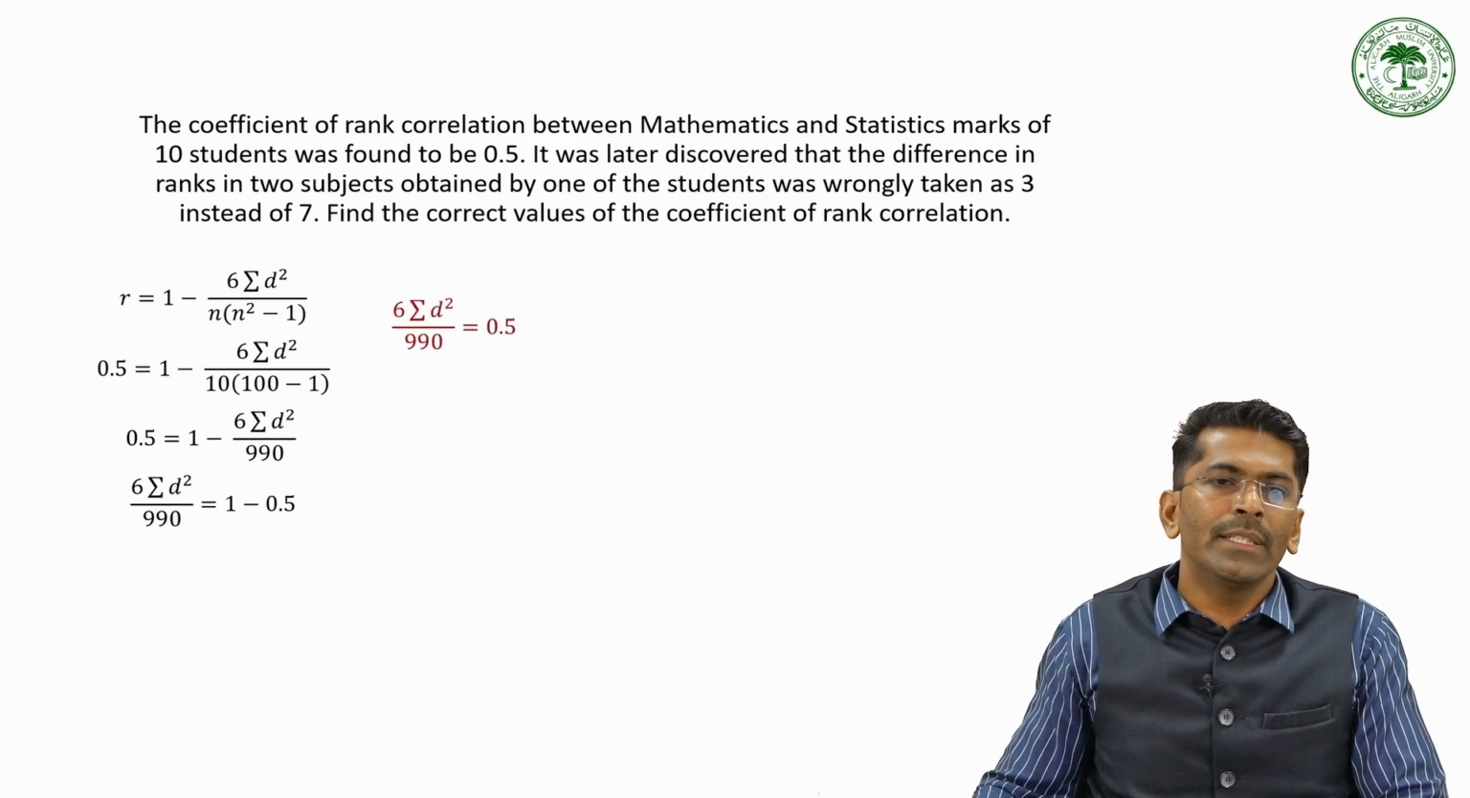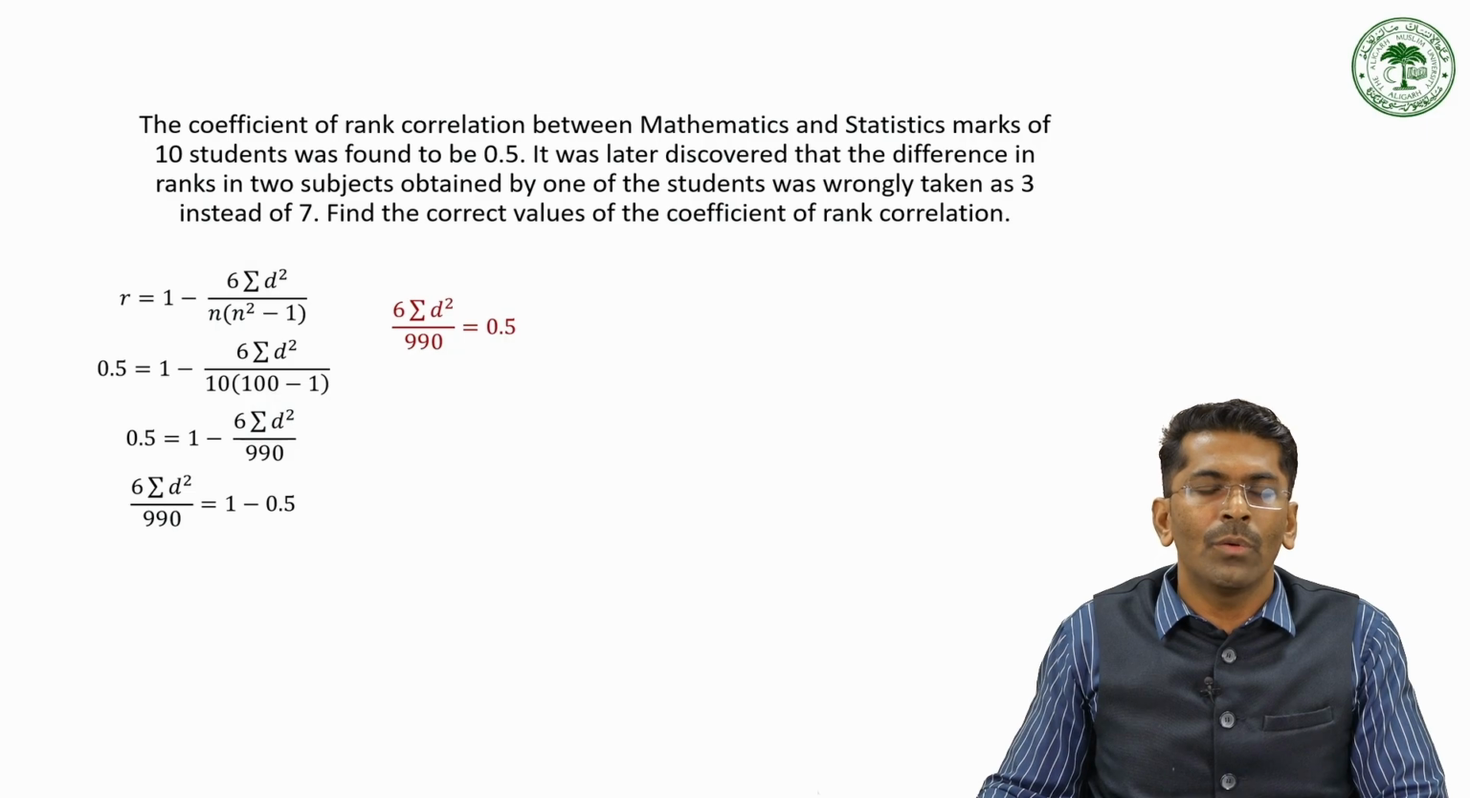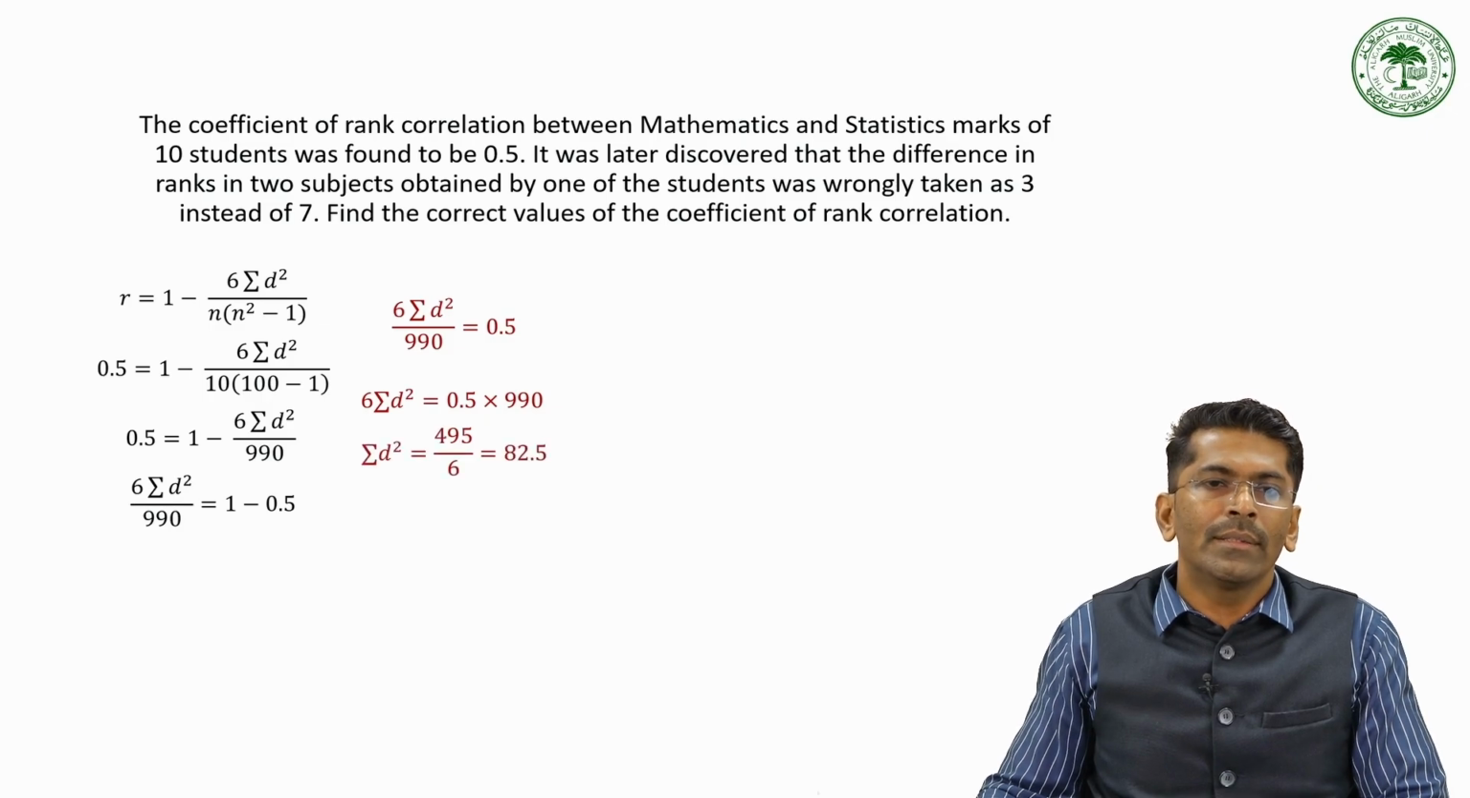So here, the sum of d square divided by 990 is equal to 1 minus 0.5, which is equal to 0.5. Then the denominator I am going to take to the right side, so it will become 6 sum of d square, which is equal to 0.5 into 990. So 0.5 into 990 is equal to 495.